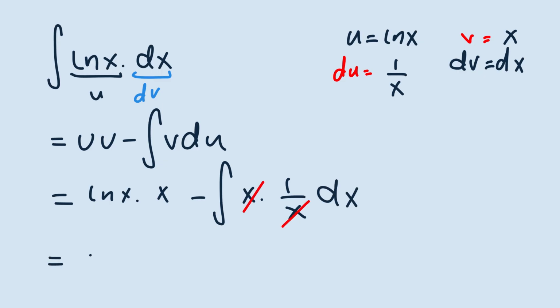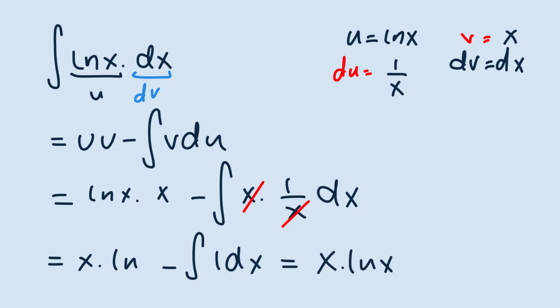So we have x times ln x minus the integral of 1 dx, which equals x times ln x minus, the integral of 1 dx will be simply x, plus c, and this is our final answer.